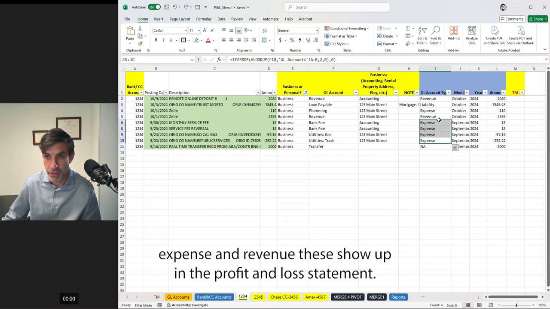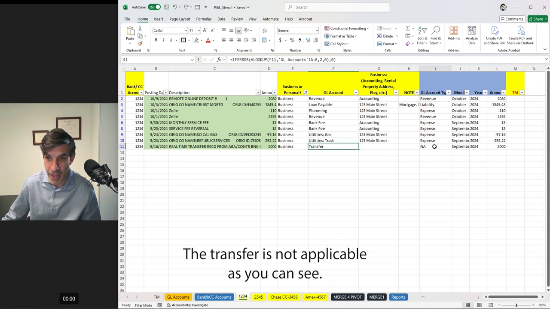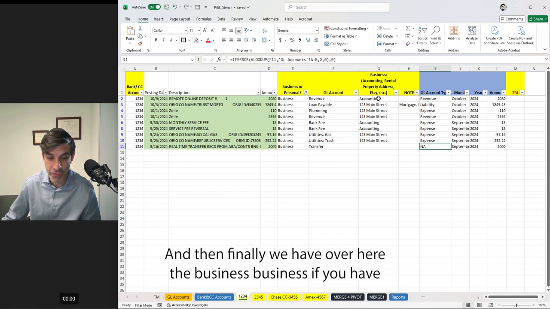Unlike these ones, these expense and revenue items show up in the profit and loss statement. A transfer is not applicable, as you can see. And then finally, we have over here the business.